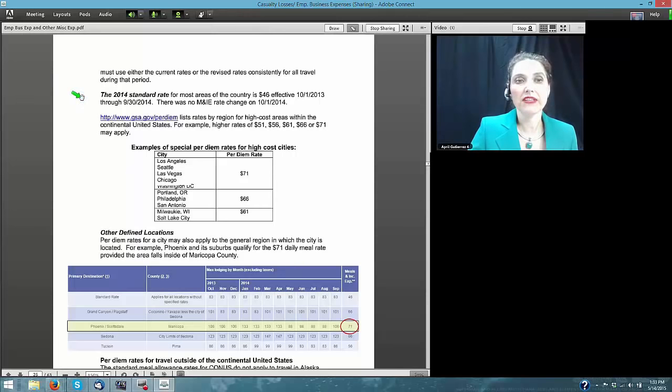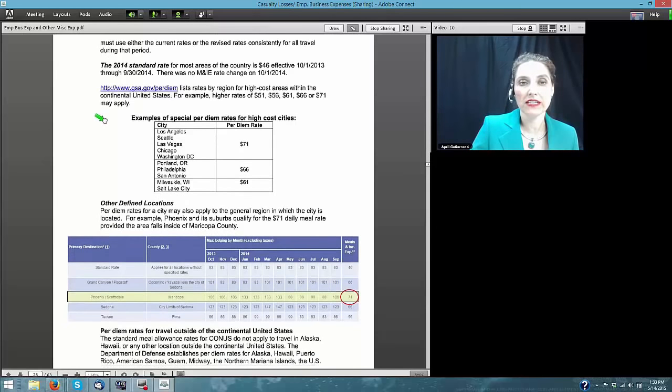The 2015 standard rate for most areas of the country is $46 a day, and there was no increase when we got to October 1, 2014. We'll see what happens October 1 of 2015.